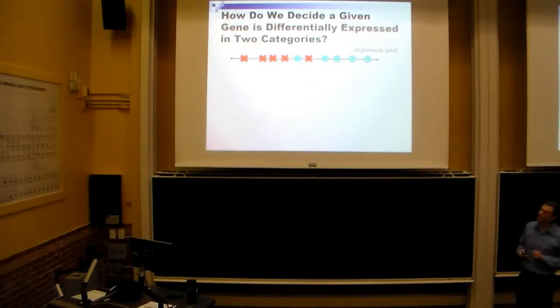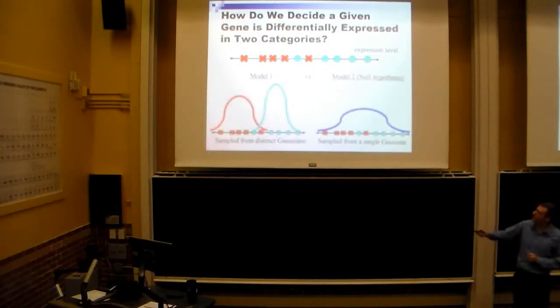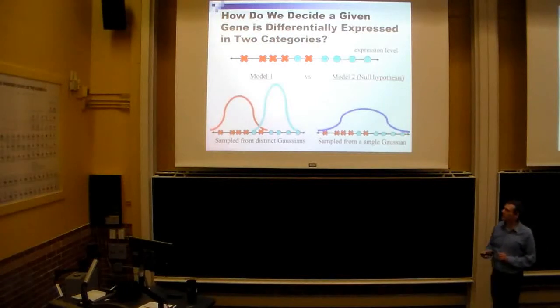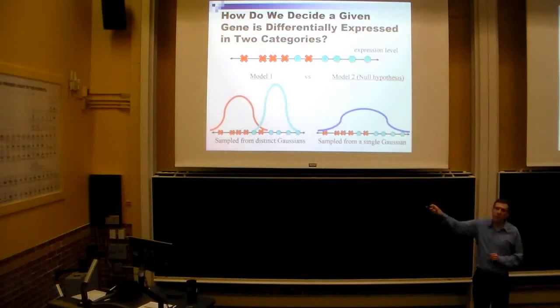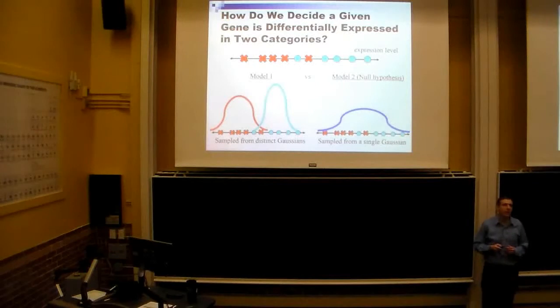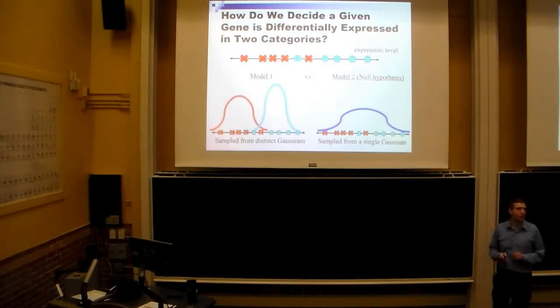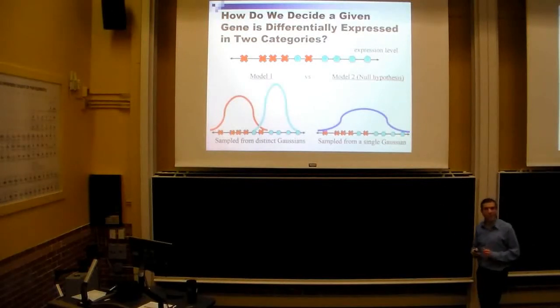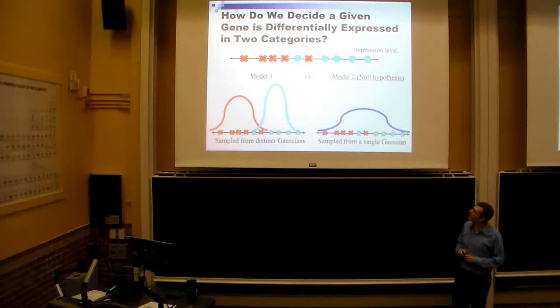In some sense, what we're really trying to do here is consider two possible models for how our data is generated. In model 1, we might assume that we are sampling our data from two distinct probability distributions. So we assume category 1 comes from one distribution. We would often assume this is a Gaussian or normal distribution. And category 2 comes from a different one. We would probably assume that these have different mean values. So on average, they're higher or lower in one category versus the other.